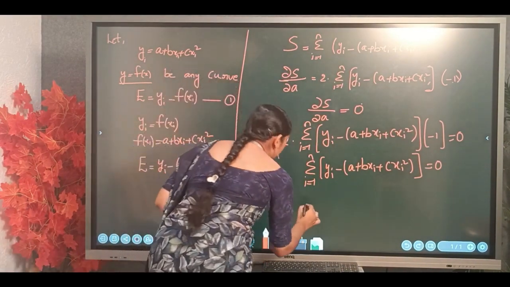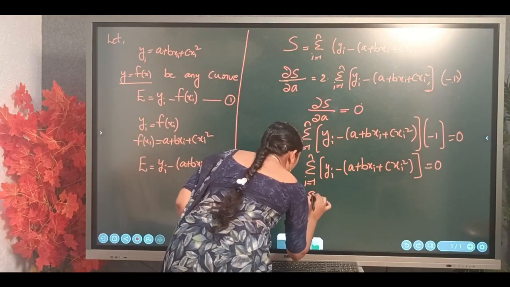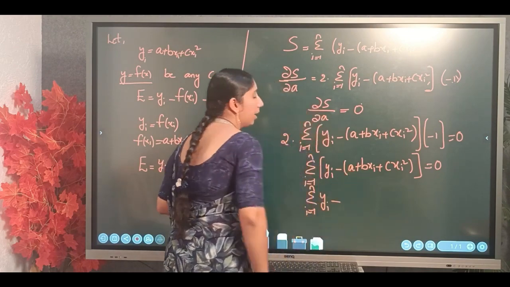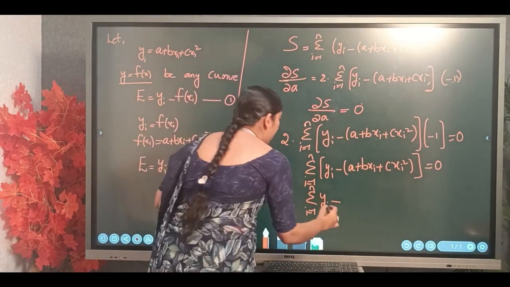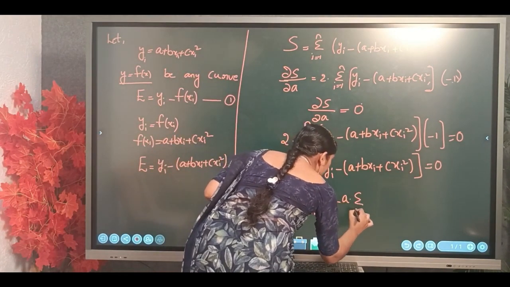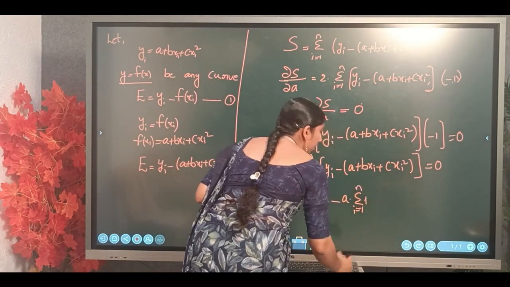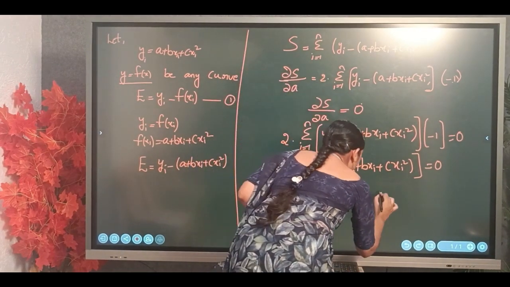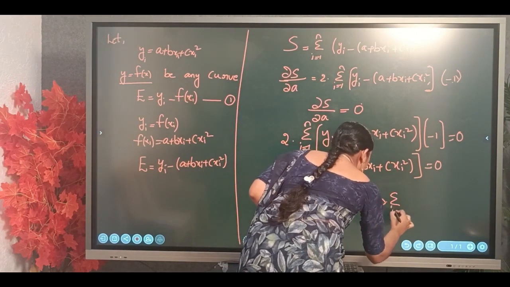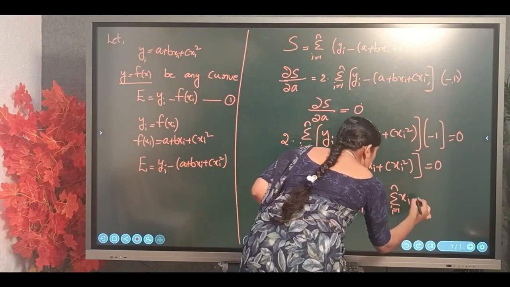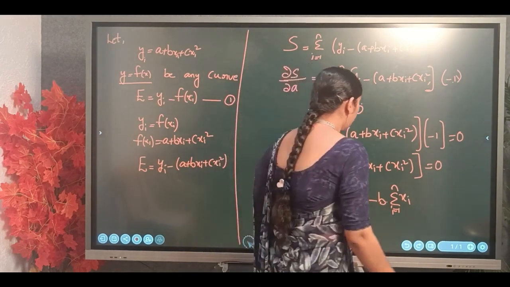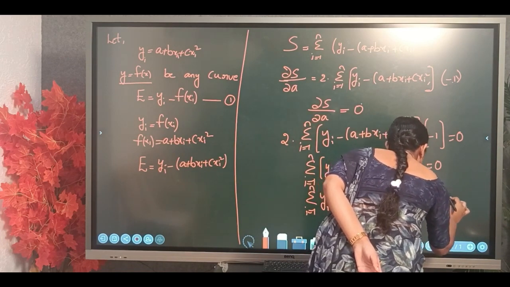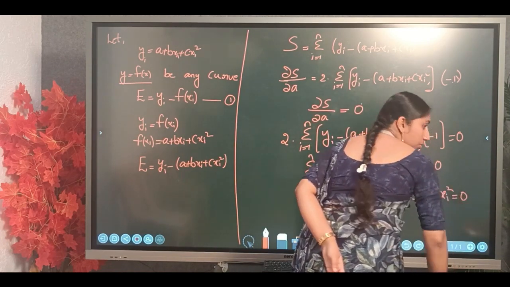What we get? Summation i equal to 1 to n of yi minus a, which we can write as a into 1. Here a is a constant. Then summation i equal to 1 to n of 1. Next, minus into plus, we get minus b into summation i equal to 1 to n of xi. And here also minus into plus, we get minus c into summation i equal to 1 to n of xi square is equal to 0.